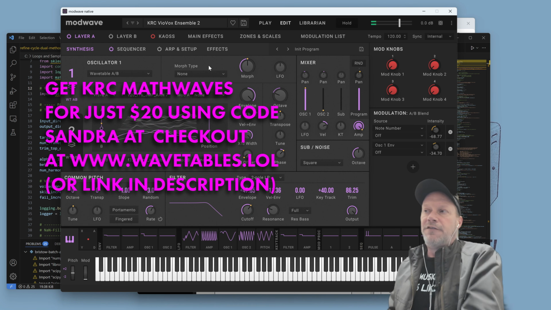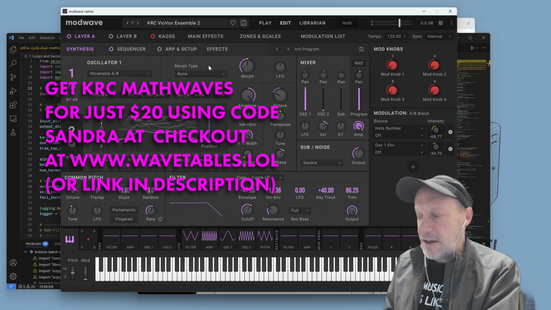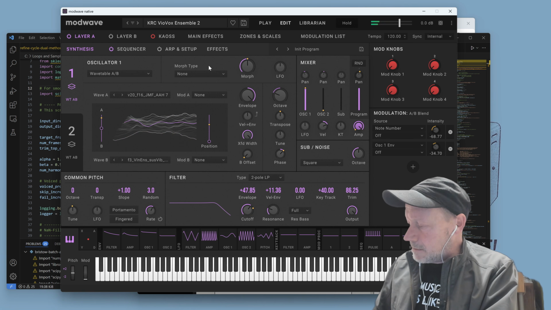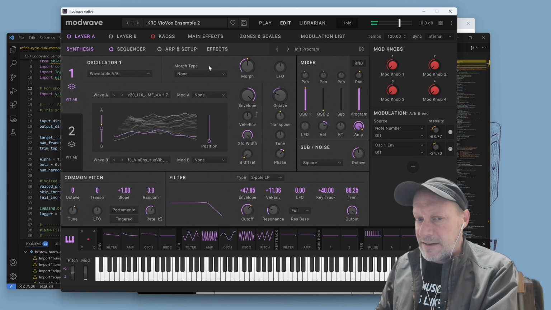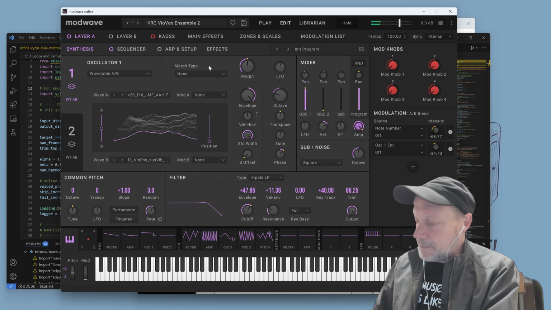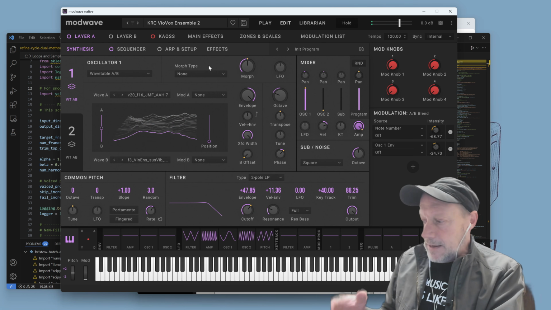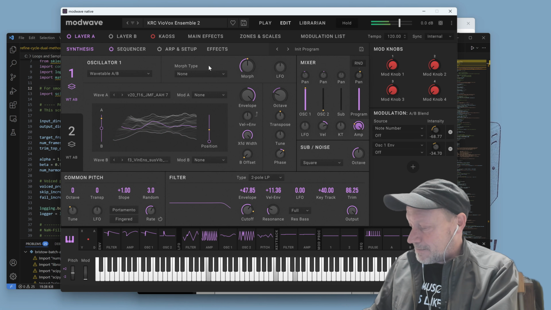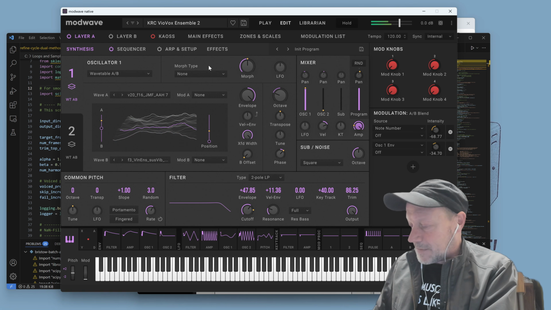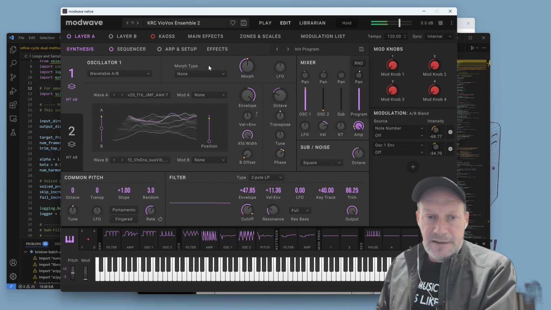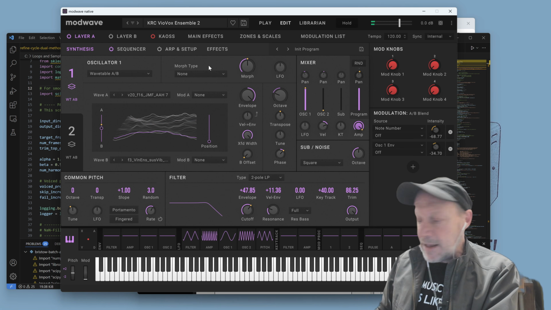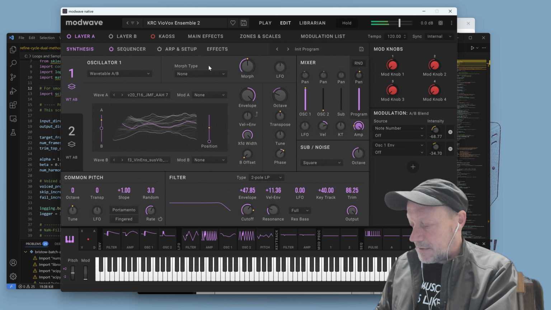KRC Math Waves is a collection of mathematically generated waveforms and wavetables. But of course, there are other ways that we could make wavetables. And one way we might attempt to make a wavetable is by converting an audio sample into a wavetable, right? What we're hearing right now is a little combination patch that morphs a vocal sample into a violin ensemble via wavetables.